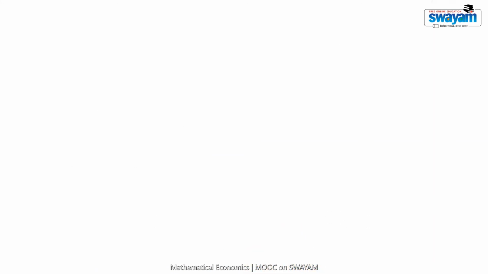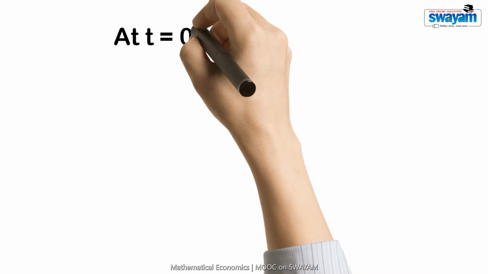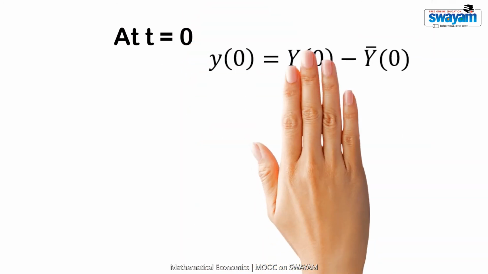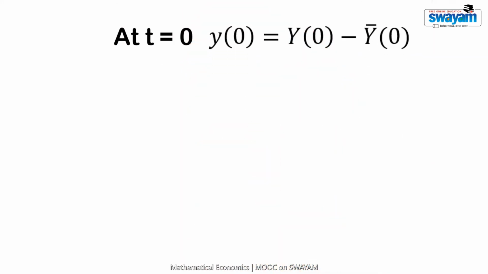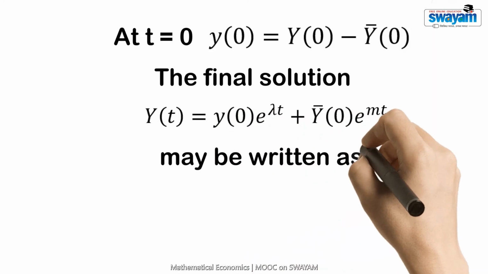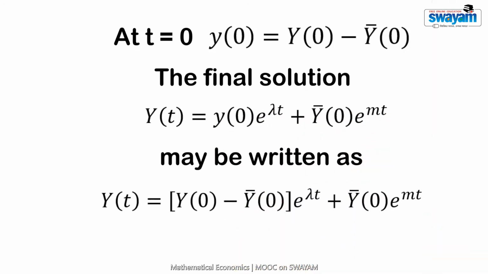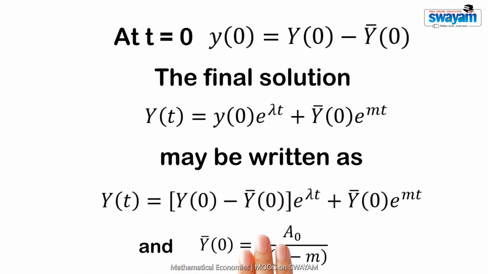Now for an initial time period, we have y0 equal to capital Y0 minus y bar 0. Therefore, the final solution may be written like this. And y bar 0 is equal to A naught divided by alpha into lambda minus m.